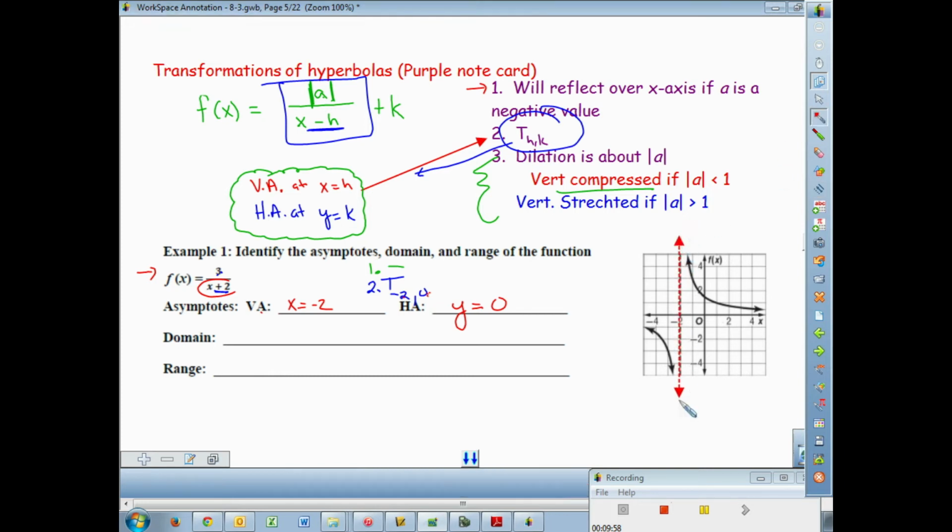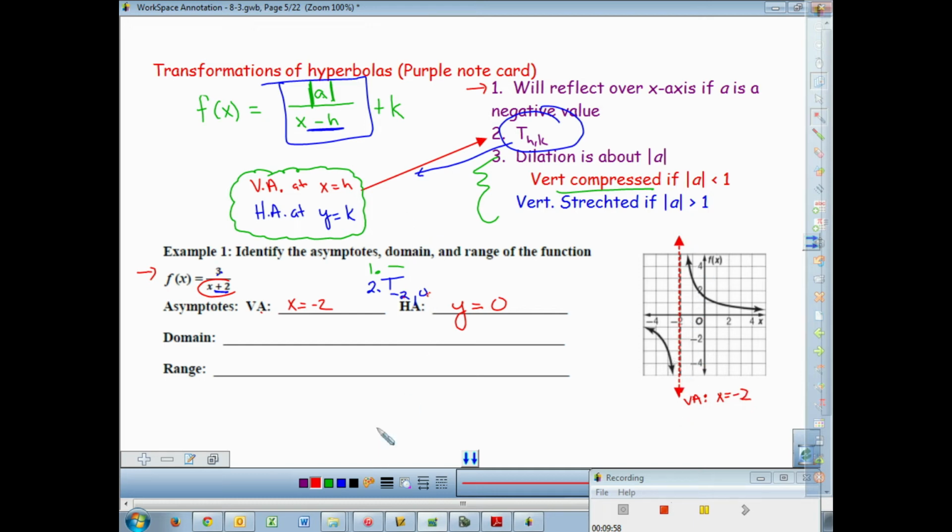I want you to label it like this, VA. Put a colon and tell me where it's at. If you just put -2, that's not good enough. Where is the vertical asymptote at? I need the equation of that vertical asymptote. What is it? X equals -2. And do you see that? Right? You with me on that?